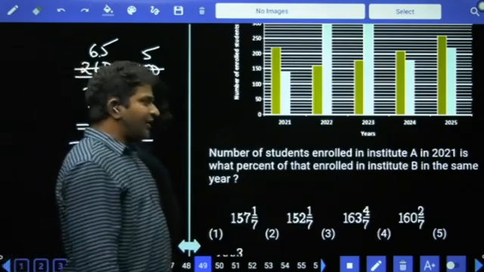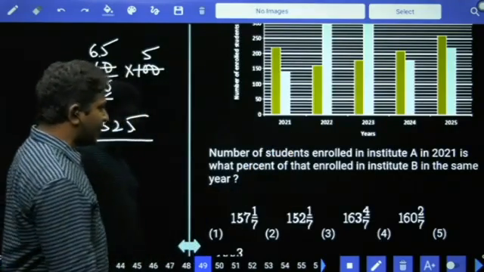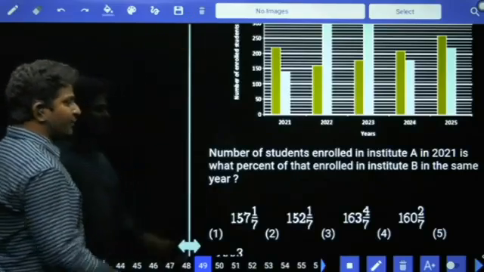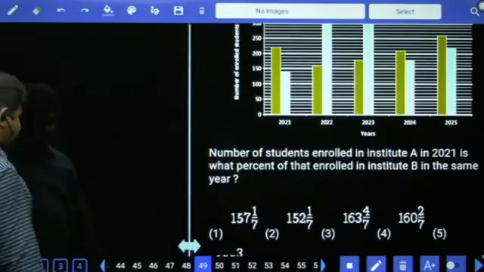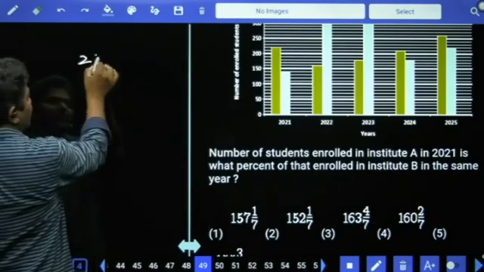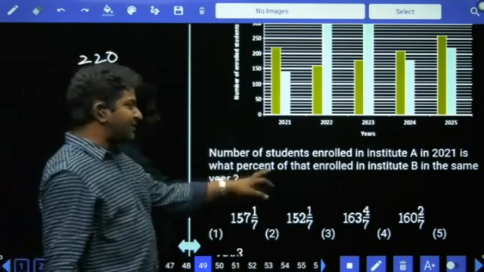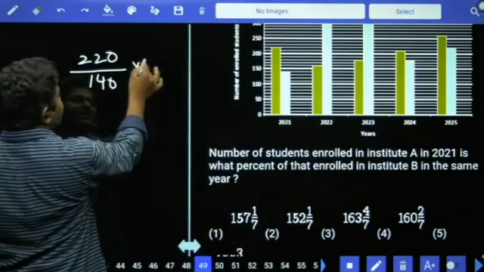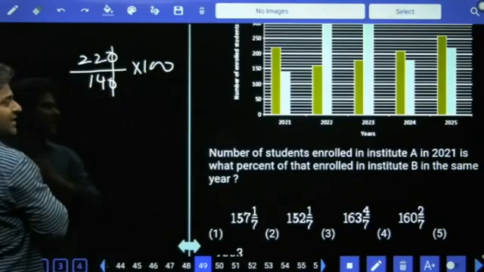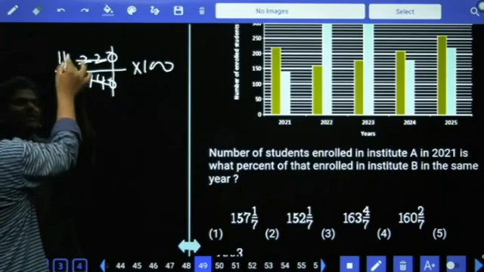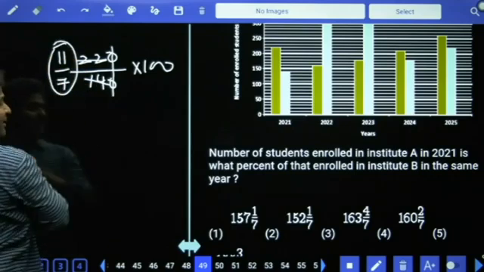The number of students enrolled in Institute A in 2021 is what percent of that enrolled in Institute B in the same year? Same year means 2021. We have 220 and then 140. So 220 is what percentage of 140? Percentage, times 100. 0, 0 gets cancelled. 2, 11 times, and this is 7 times. That is 11 by 7. 11 by 7 into 100.